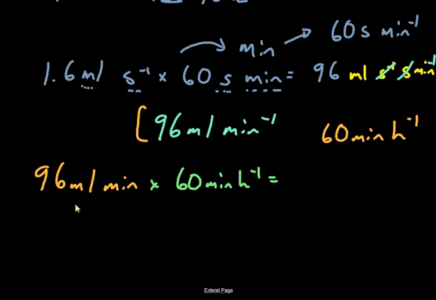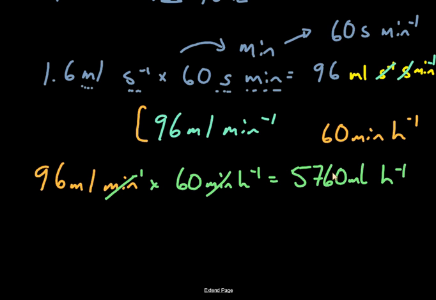And we'll get, beat me to it, 5760 mils. And we've got mils, minutes. Sorry, this is a per minute times minute, and then per hour. So the per minute and the minute would cross each other off, and we'd end up with the units per hour. Okay?